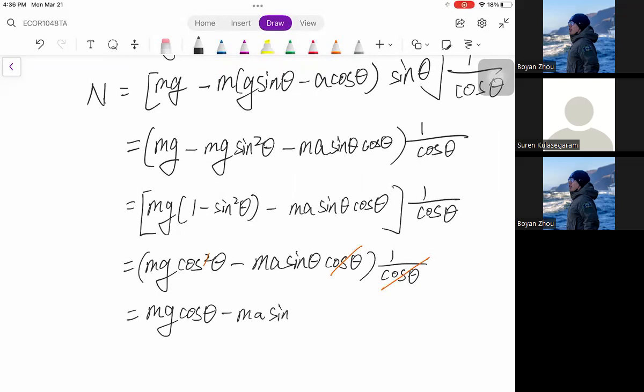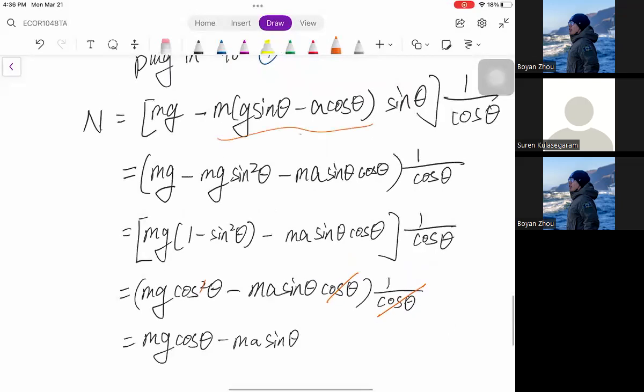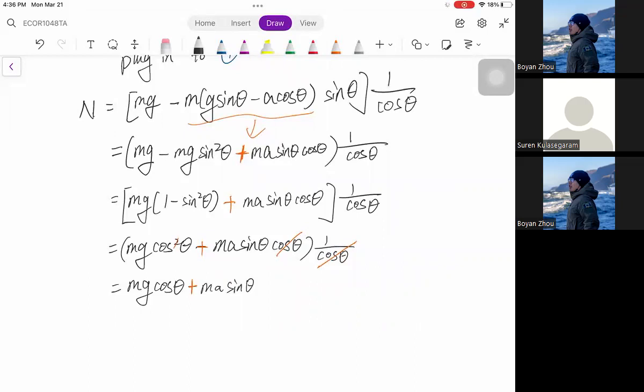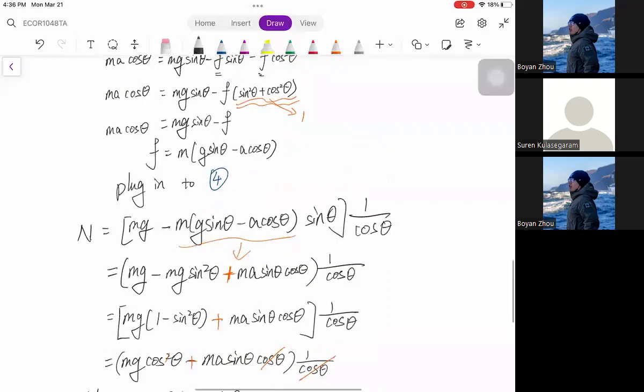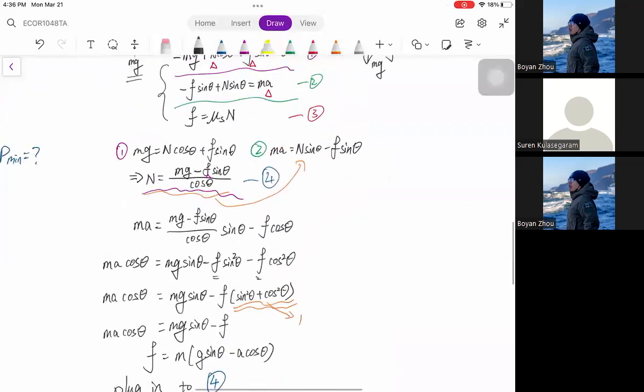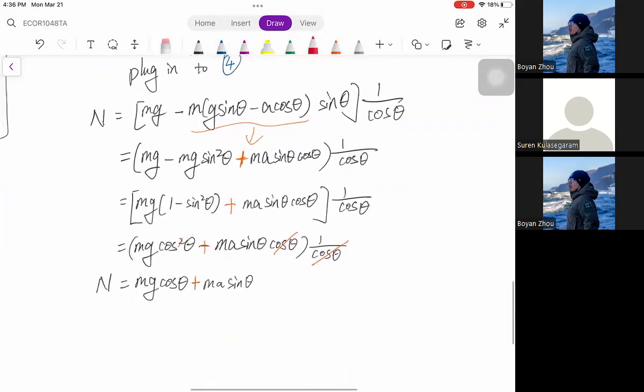Okay, I think I made a mistake. Here, when I open the bracket, the negative sign actually goes to positive. So they are positive. That's what I mean by the math is so ugly here, and it's very easy to make a mistake like this. But essentially we get N is equal to this one and f is equal to this one, and then we're just going to use our third equation, this one, to find a.